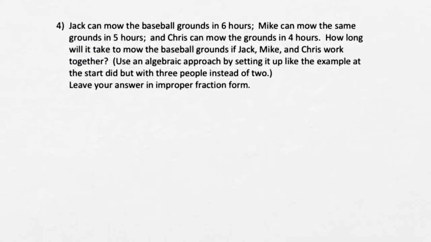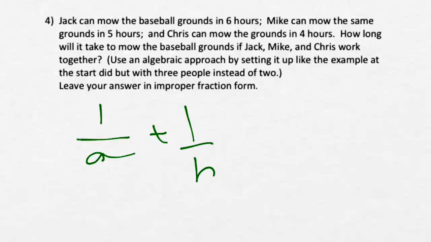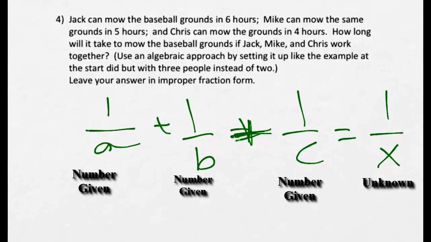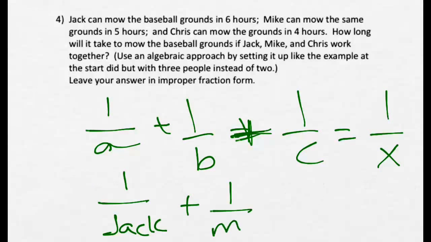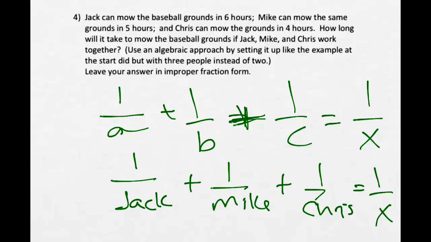Now, something that changes in number 4 is that we have 3 people working together now instead of just 2. We're still going to use the same format. We're going to use 1 over A plus 1 over B plus 1 over C is equal to 1 over X. Now that we have 3 people working together, we just have this format. It's not going to be very much different so far. So it's 1 over Jack plus 1 over Mike plus 1 over Chris equals 1 over when they work together, and we'll make that an x. Substitute numbers for Jack and Mike and Chris, and then find the LCD of Jack, Mike, Chris, and x, and then solve for x.